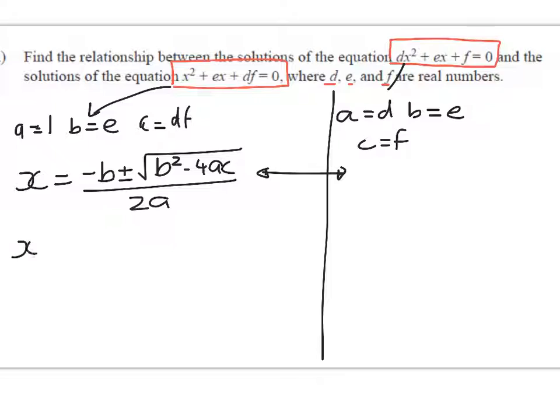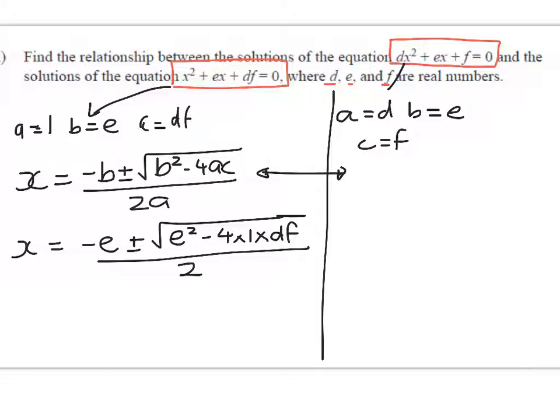So here we get x equals negative e plus or minus the square root of e squared minus 4 times 1 times df, divided by 2. Okay, so that's negative e plus or minus, cleaning it up, the square root of e squared minus 4df, divided by 2.